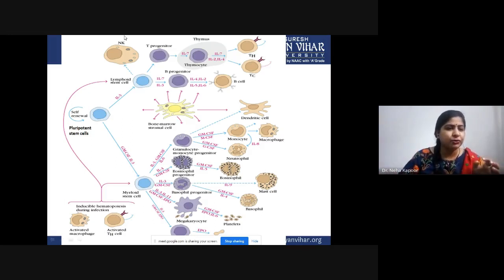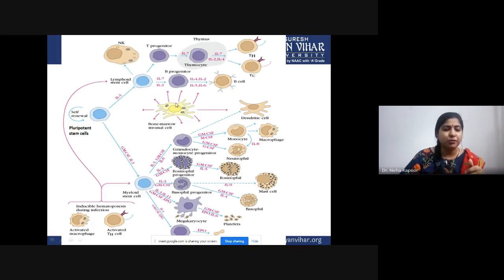In that case, you can see this is a T progenitor. In response to interleukin 7, the thymocyte is differentiating into helper T cell and cytotoxic T cell. The lymphoid stem cell gives rise to T cell, B cell, and natural killer cell. They are also affected by interleukin 3. Here you can see that due to interleukin 7 and 3, B cells are being formed. In the presence of interleukin 4, 12, 5, and 16, antibody-producing B cells are being synthesized.